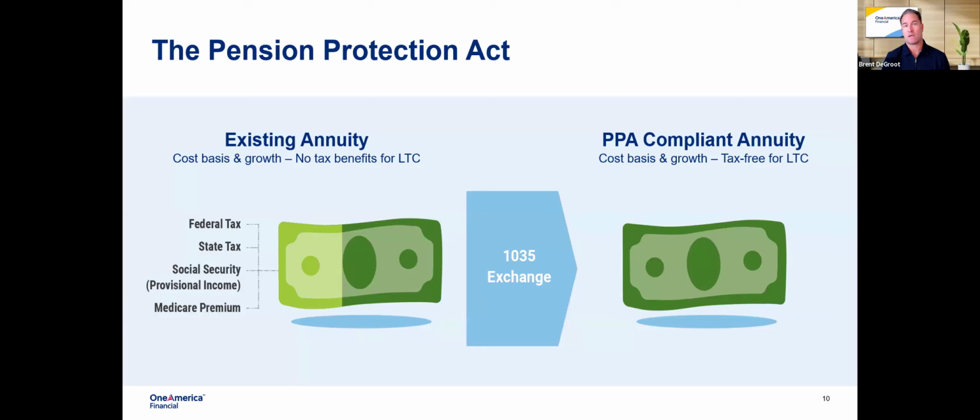All of that could be affected when they start taking these lucrative contracts that they took out early on in their retirement years. But simply, if we just utilize the Pension Protection Act and exchange that annuity for a Pension Protection Act compliant annuity, and all of ours here at OneAmerica Financial are just that, now all of that gain in that contract becomes income tax free if used for long-term care. So this is a great effective strategy to work with your clients on mitigating taxes.